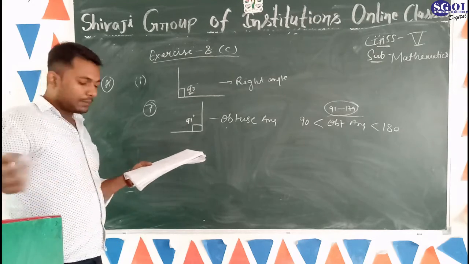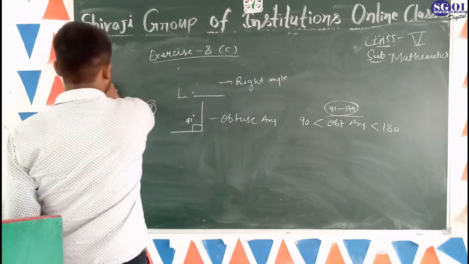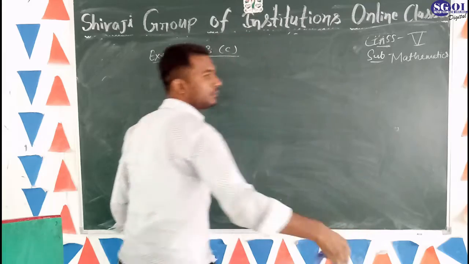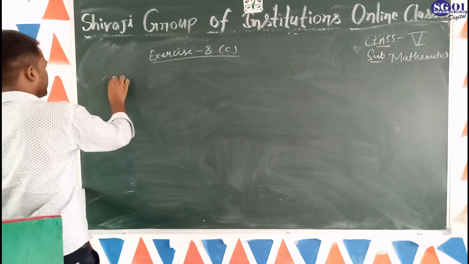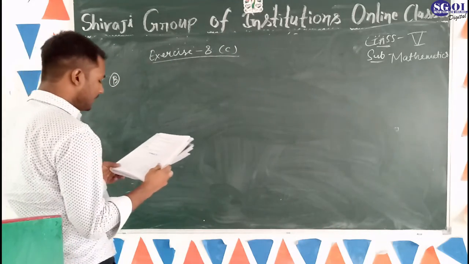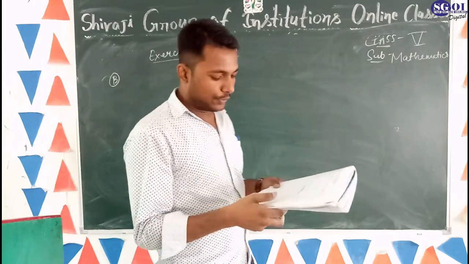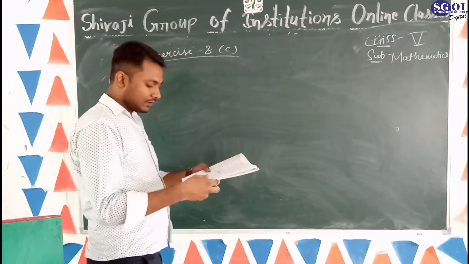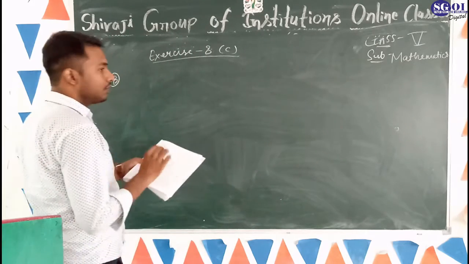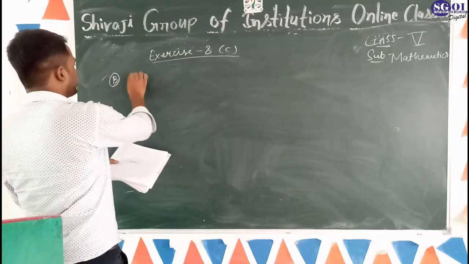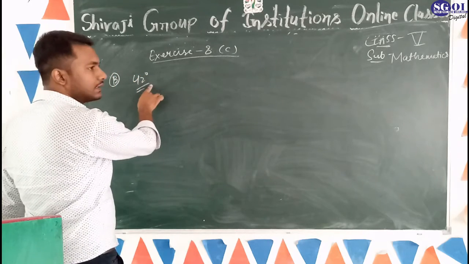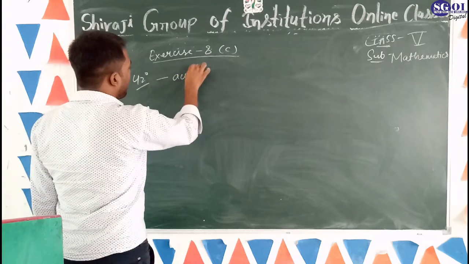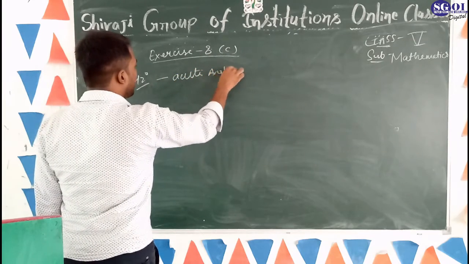Now we will see question number B. Classify the following angles as zero, acute, right, obtuse, reflex, and complete angles. So there are 15 angles given, and you have to write the type of each angle. The first one is 42, and we know an angle less than 90 degrees and greater than 0 degrees is called an acute angle. So this is an acute angle.